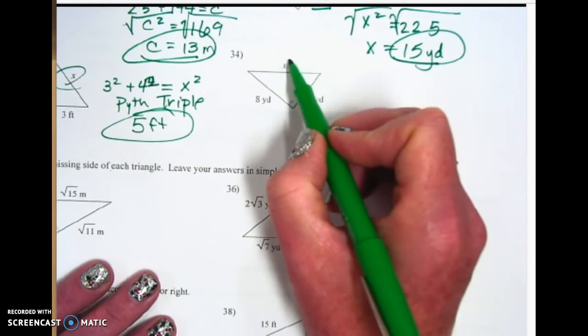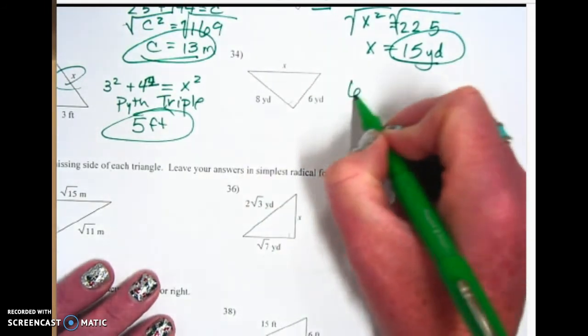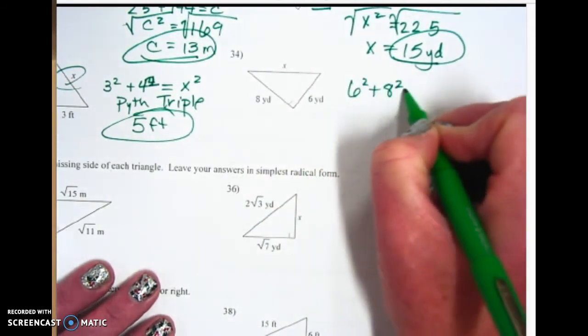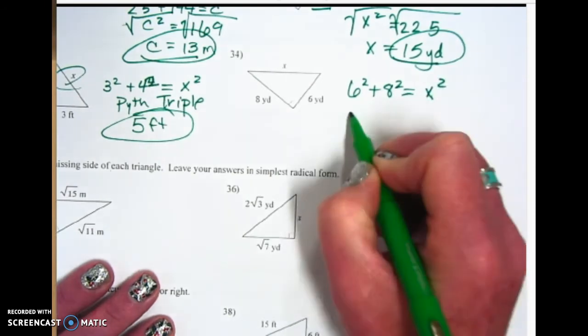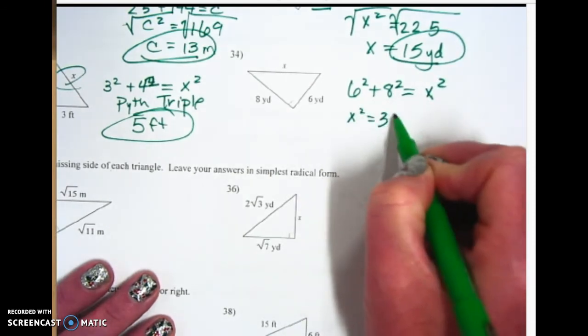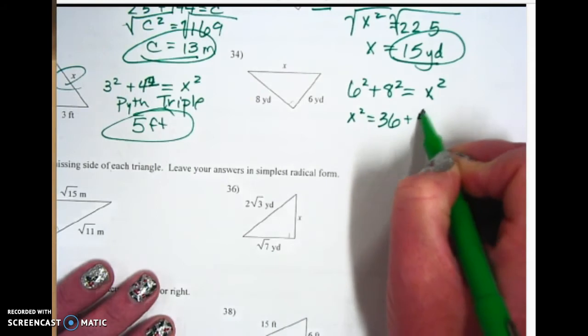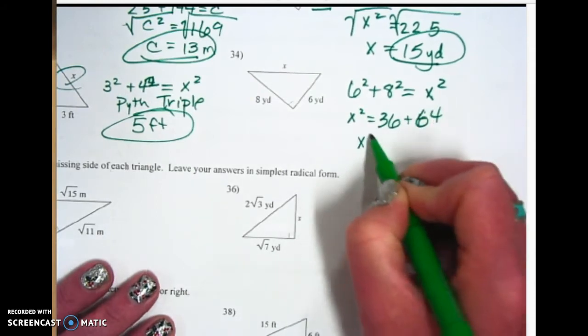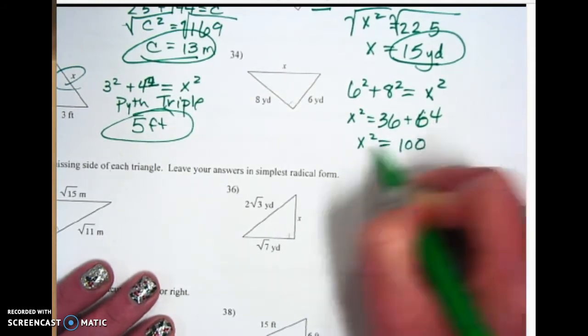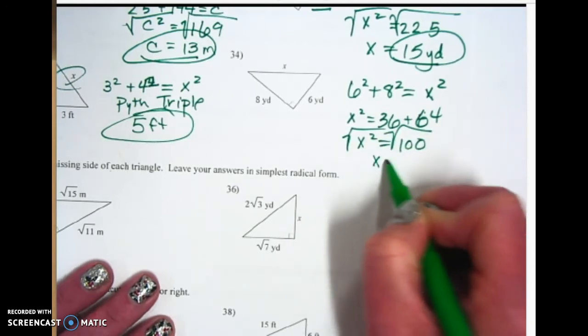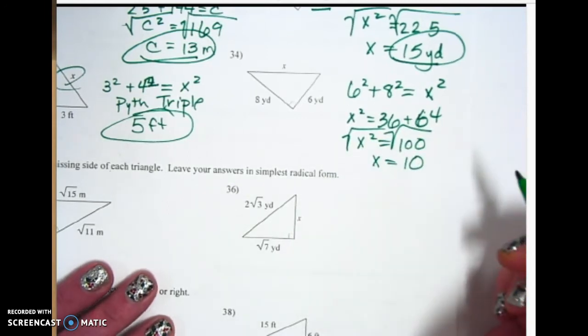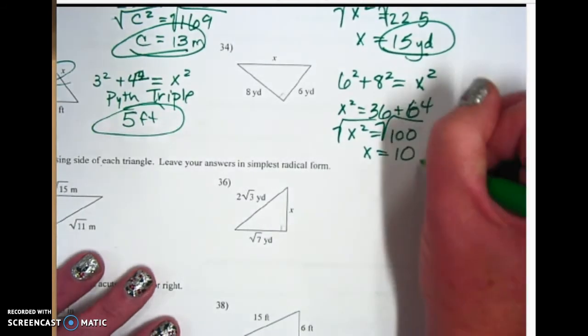All right, this is the hypotenuse, so it's going to go in for c. So we're going to have 6 squared plus 8 squared equals x squared. So x squared is equal to 36 plus 64. Add them together, take the square root. X equals 10, and this one was measured in yards.